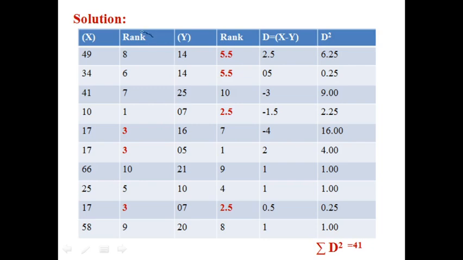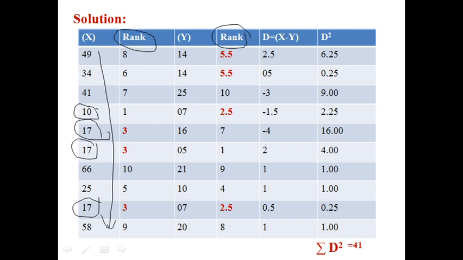Columns are there, where the second column is the rank for x and the fourth column is the rank for y. In this column we can observe that the value 17 is repeated three times. The first value is 10, so its rank is no doubt 1. Then 17 is repeated three times, so as per our knowledge it would be 2, 3, and 4 when we are giving them rank.